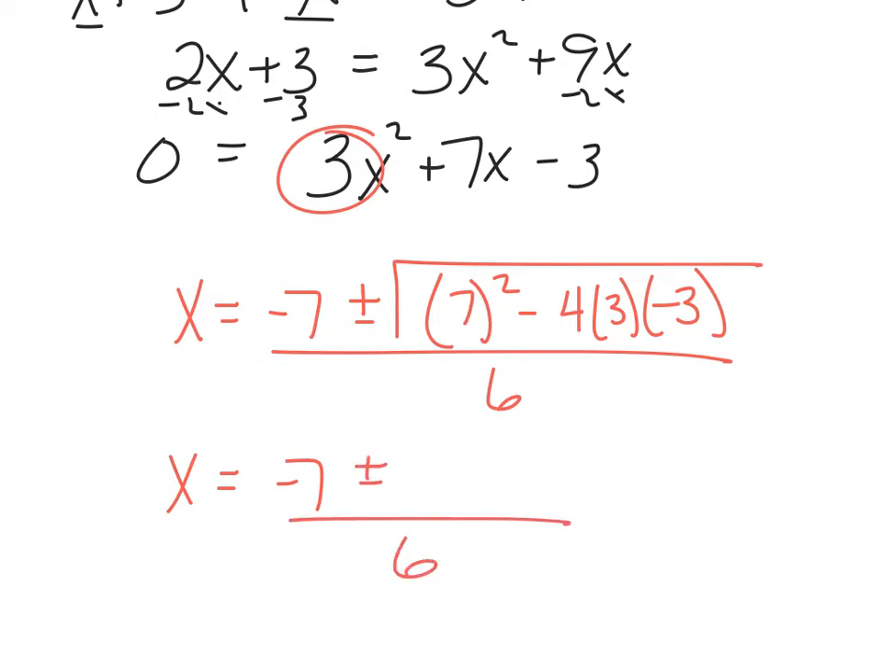Okay, so I'm going to grab my friendly calculator. I'm not afraid to type all that in at once. Do not type the radical in, just the junk under the radical. And I get radical 85.